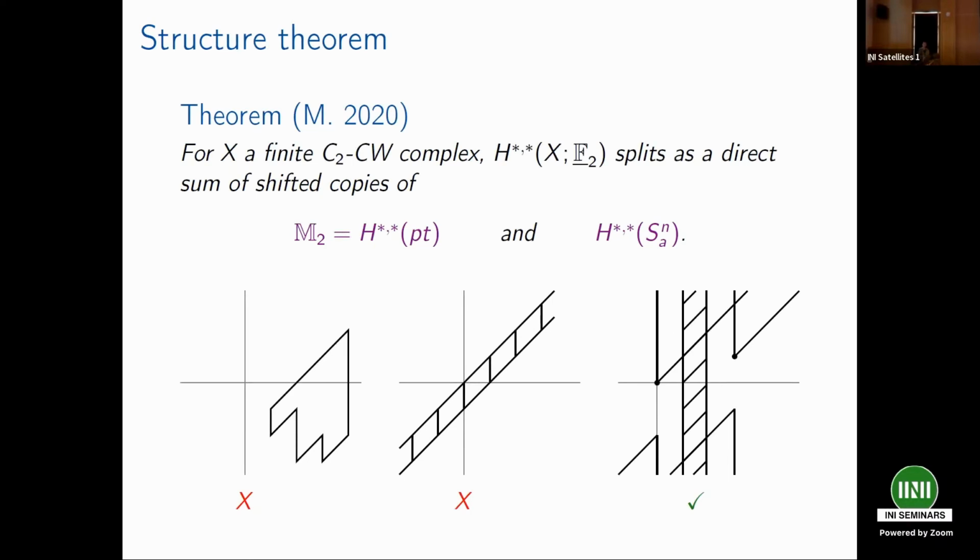If X is a finite C2 CW complex, then its bi-graded C2 equivariant cohomology in this analog of F2 coefficients is always going to split as a direct sum of these 2 types of things. M2, the cohomology of a point, the double cones, and these vertical strips, cohomology of antipodal spheres. And they could be varying widths, those strips, depending on what you get.